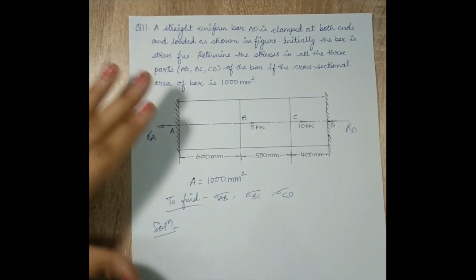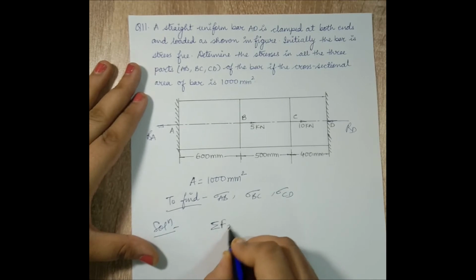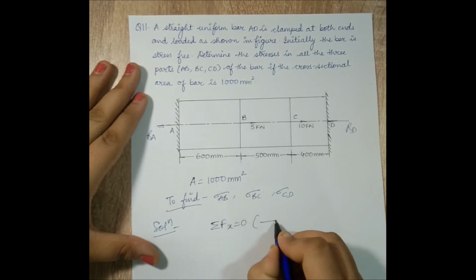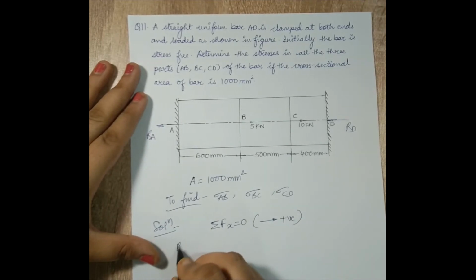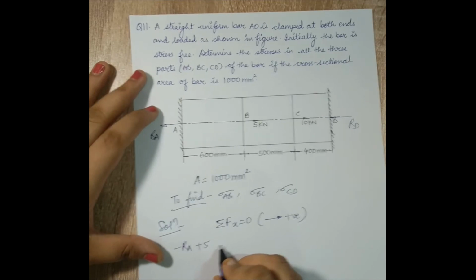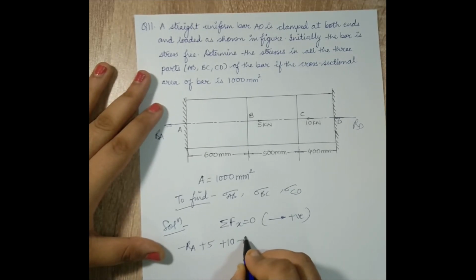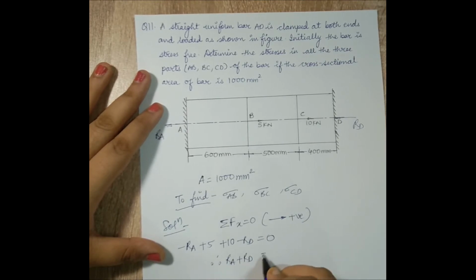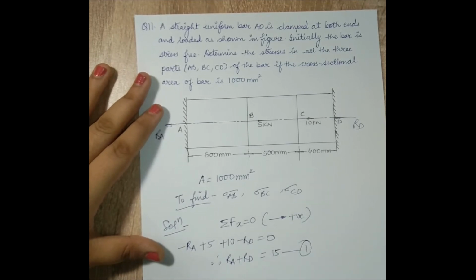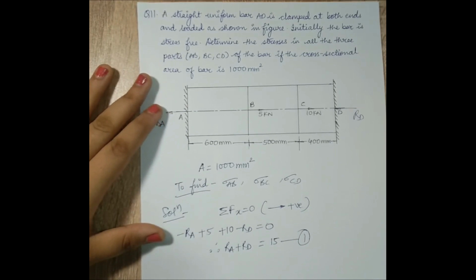Now the first thing that I will do is summation of force along x-axis is equal to 0. Force going towards right I assume as positive. So RA is going towards the left, 5 is going towards the right, 10 going towards right and RD going towards left is equal to 0. I can write down RA plus RD is equal to 15. This is my equation number 1.